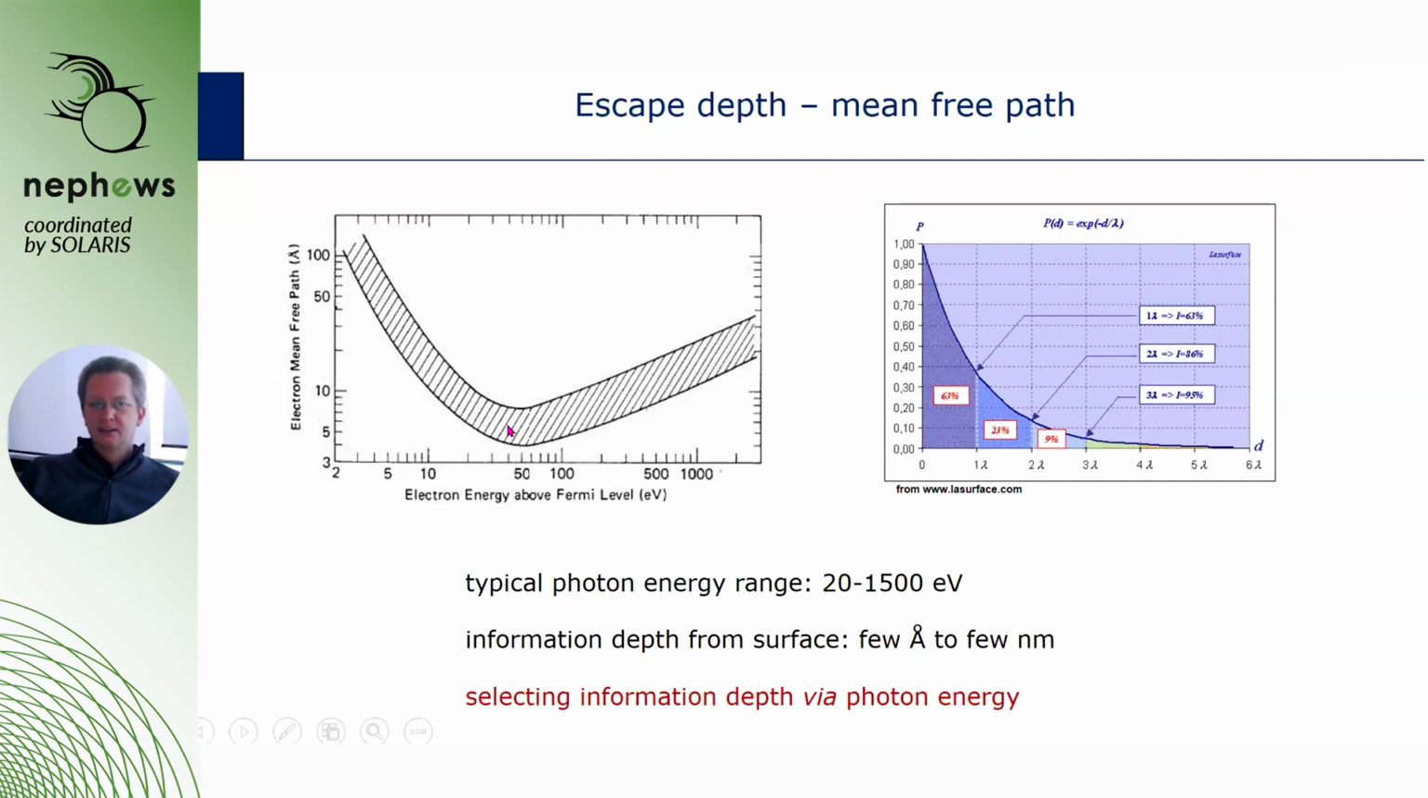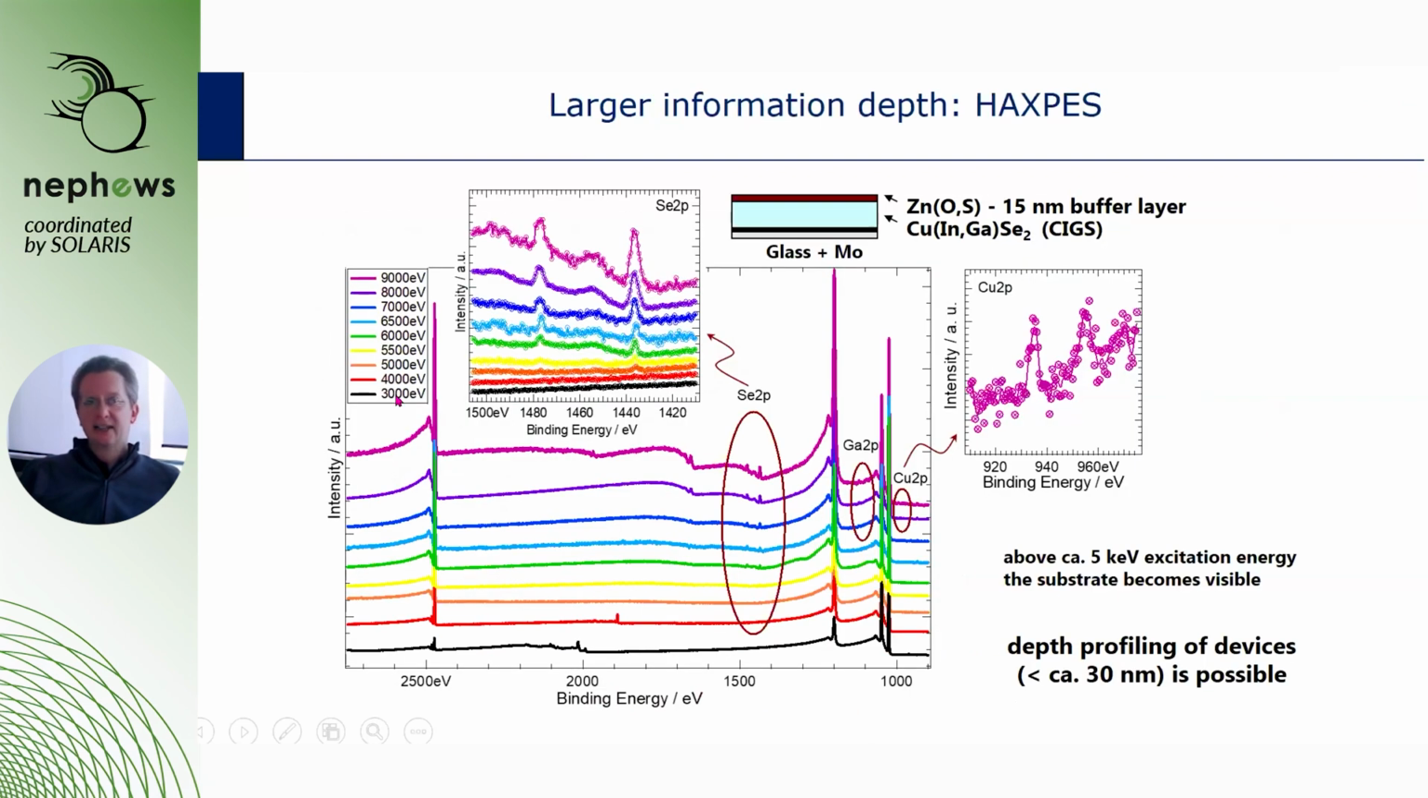But to some extent, at least, you can change and select the surface sensitivity of your measurement by changing the photon energy. And this is where synchrotron radiation comes into play big time. You are not limited to the typical energies you find in laboratory light sources. You can go to much higher excitation energies and therefore also to much higher kinetic energies of the electrons that you are exciting from your core levels, and therefore you can look deeper into the sample.